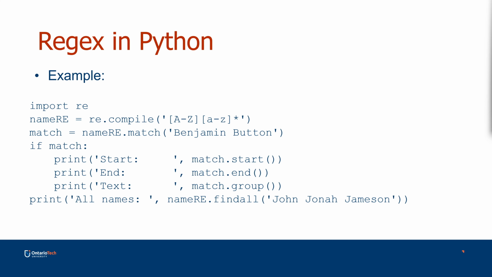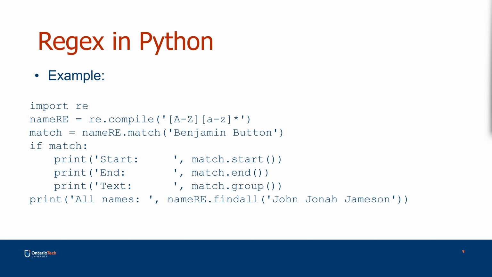And so in this particular case, this will actually match Benjamin, because Benjamin is a capital B followed by some lowercase letters. Okay. And match, if you recall, it searches from the beginning of the string. So it's going to find Benjamin, because Benjamin starts right at the beginning of the string. Okay? And match will just be none if we didn't find a match.